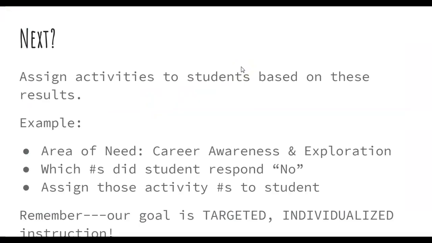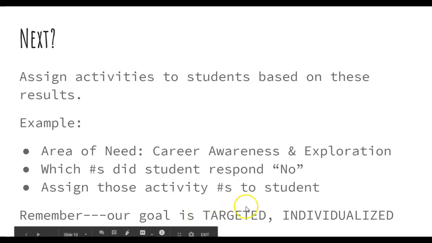And so now what's next? So next we would then assign activities to students based on their results. So for example, we might see that for a student, an area of need was that first category, the career awareness and exploration category. So then we could look on the Google Sheet, or we could look on the actual printed out printable copy that the student did of the transition planner. And then we would look at which number the student responded no to. So maybe it was number 7, or whatever number it was. Then you would know that those would be the activity numbers that you would assign to that student because that was their areas of need.